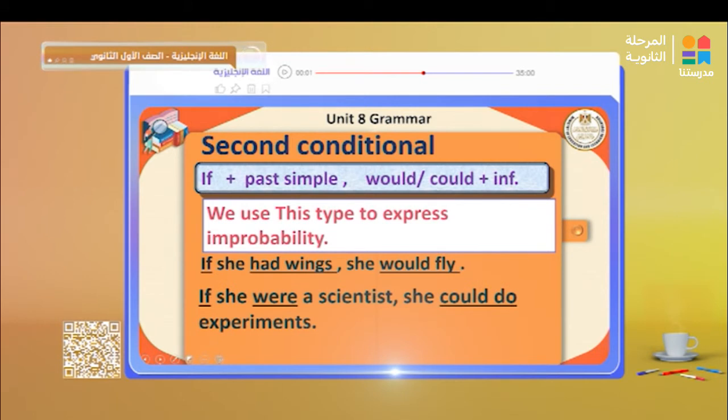Look at the other example. If she were a scientist, she could do experiments. It means that she isn't a scientist. If she were a scientist, means that she isn't a scientist and she can't do experiments. If she were a scientist, she could do experiments.